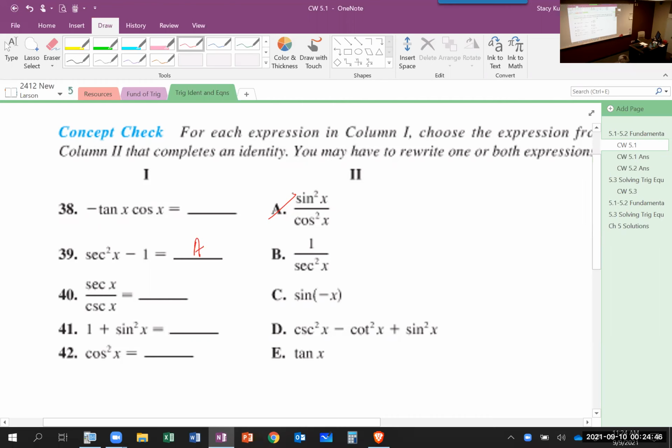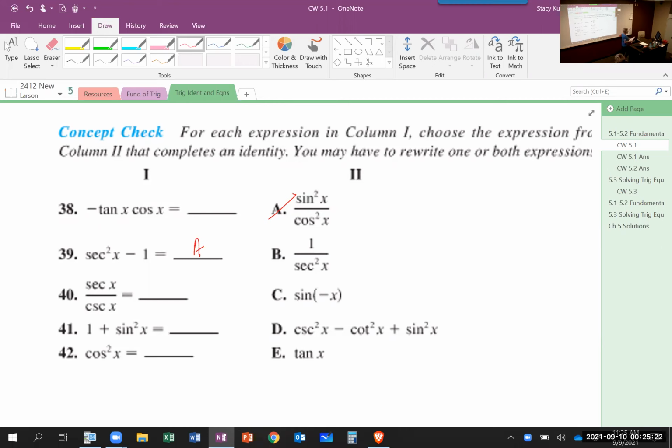42 is, obviously, the only thing. I'm trying to remember how to get to 1. One minus sine squared. Okay, cosine we've got pretty much.